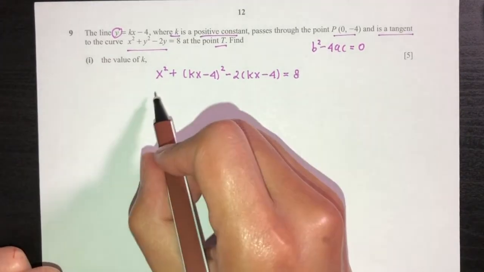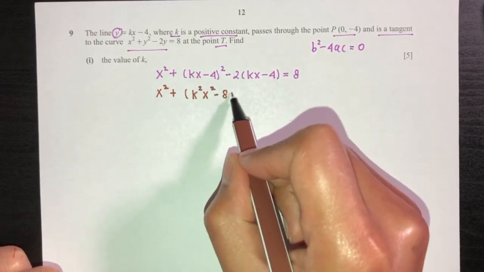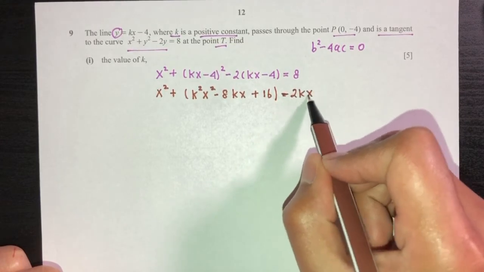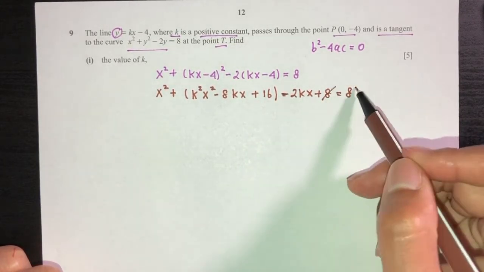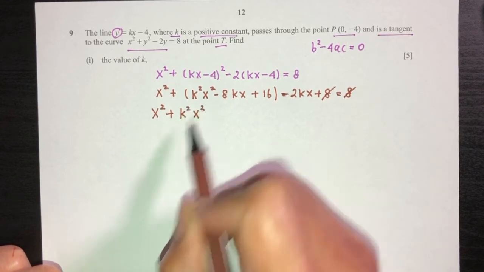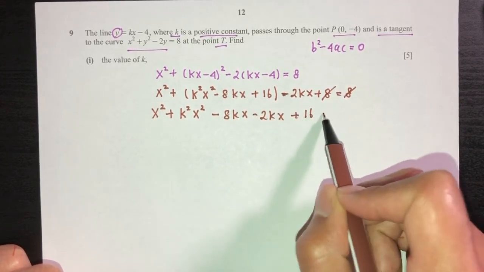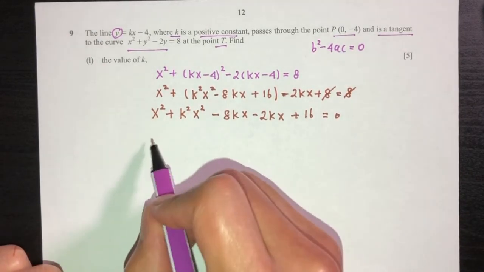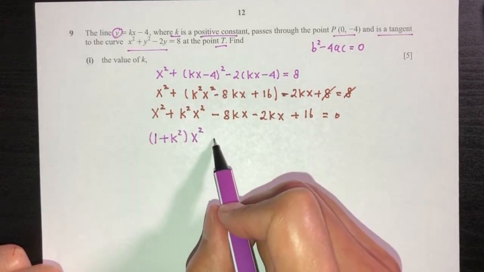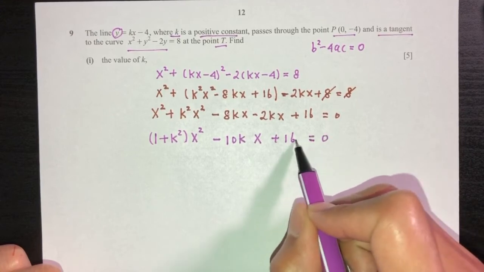Now the next step is to simplify. You will have x squared plus k squared x squared minus 8kx plus 16, minus 2kx plus 8 equal to 8. So the 8 cancels out, and let's see what we have here. We have x squared plus k squared x squared minus 8kx minus 2kx plus 16 equal to 0. Now if you simplify, you can take x squared outside. You will have 1 plus k squared times x squared, minus 10k times x, plus 16 equal to 0.